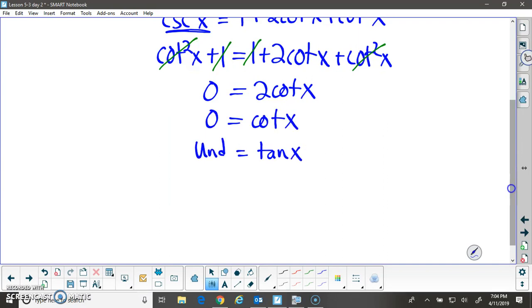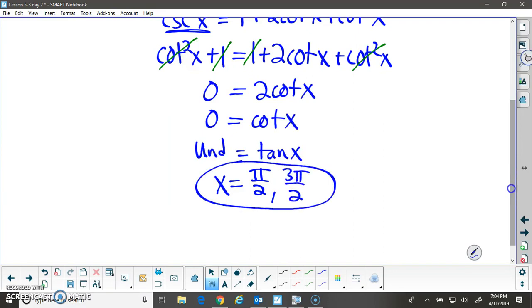So now if you go to the unit circle, you've got undefined values at the top at 90 degrees, and also at the bottom at 270. So the answers in radians would be half a pi and 3 pi over 2. So this is solving additional equations involving trig functions, solving trig equations.